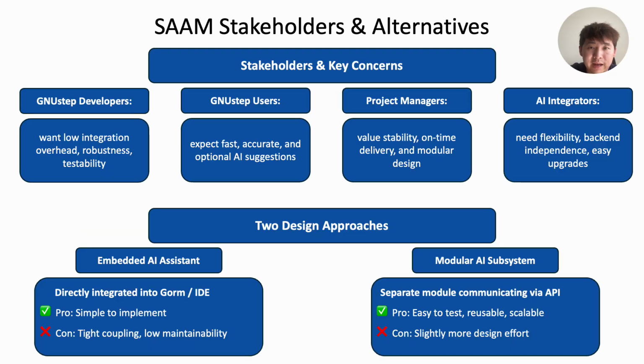In this slide, we identify the key stakeholders involved in our architecture enhancement. GNUstep developers care about low integration overhead and system stability. End users who are app developers want fast and accurate AI suggestions that don't interrupt their workflow. Project managers prioritize smooth delivery and low-risk integration. AI integrators need flexibility and easy upgrades.